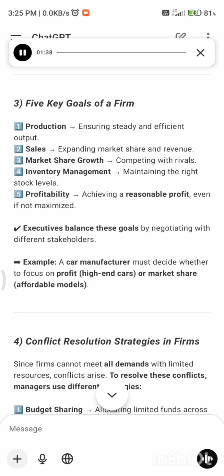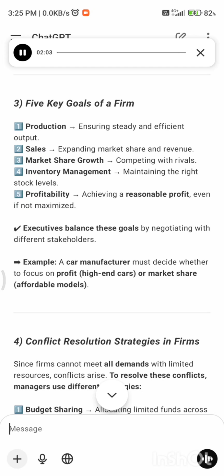3. 5 key goals of a firm. 1. Production, ensuring steady and efficient output. 2. Sales, expanding market share and revenue. 3. Market share growth, competing with rivals. 4. Inventory management, maintaining the right stock levels. 5. Profitability, achieving a reasonable profit even if not maximized.